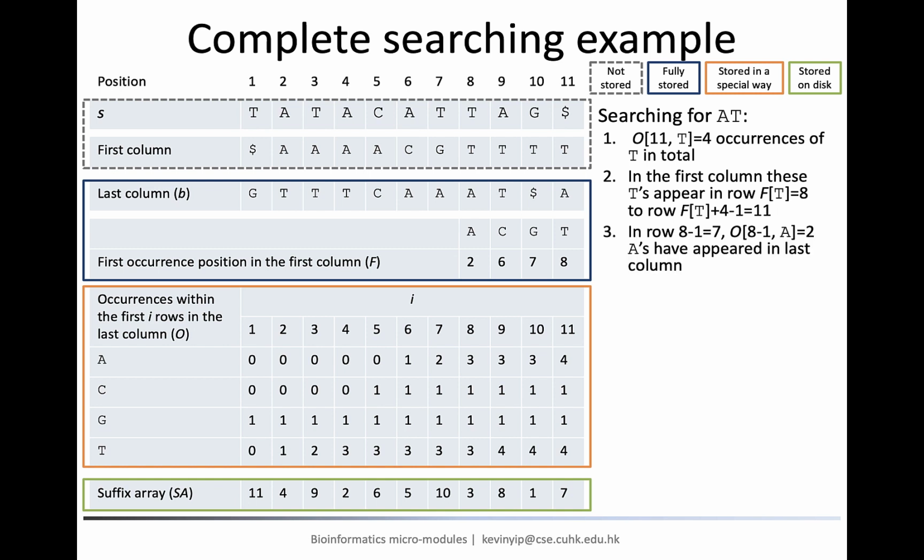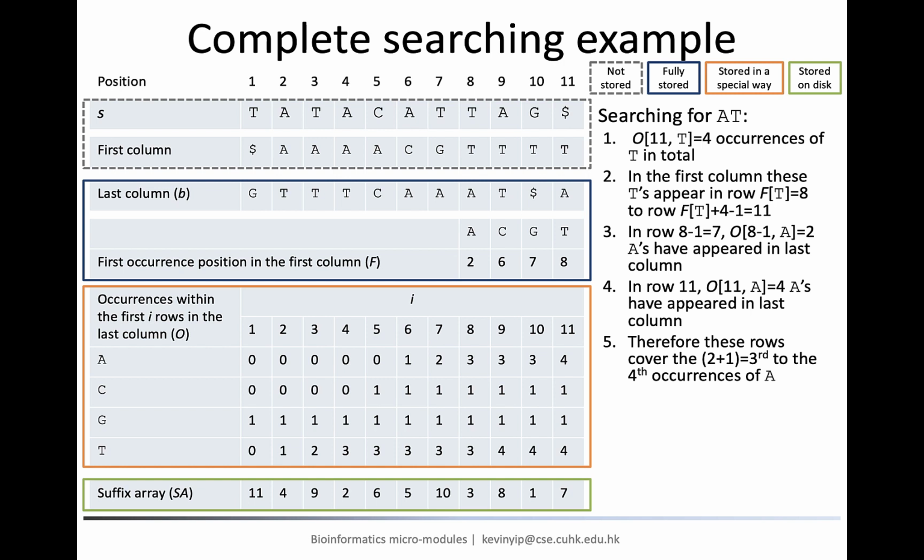Now we want to know whether the last column of the sorted rotation matrix contains an A in these 4 rows. From the O7A entry of the O table, we find that before entering row 8, we have seen 2 A's. Then from the O11A entry of the O table, we find that up to row 11, we have seen 4 A's. Therefore, we can infer that these 4 rows contain the third and fourth occurrences of A in the last column.